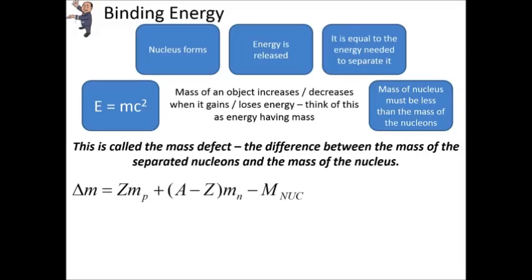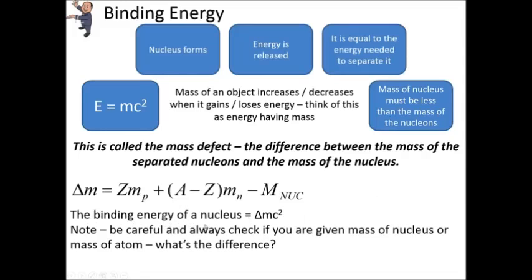Now we could write an equation for this. This isn't on the data sheet, but let's just have a look at it. The mass defect is equal to Z times the mass of a proton, plus (A minus Z) times the mass of a neutron, that's the number of neutrons, minus the mass of the nucleus. So if you take all the protons, add them to all the neutrons in terms of their masses, then take away the mass of the nucleus, all of that will give you a bit of mass left over, and that is what's known as the mass defect, which is the difference between the mass of the nucleons and the mass of the nucleus. All right, now the binding energy of a nucleus will therefore be this delta m c squared.